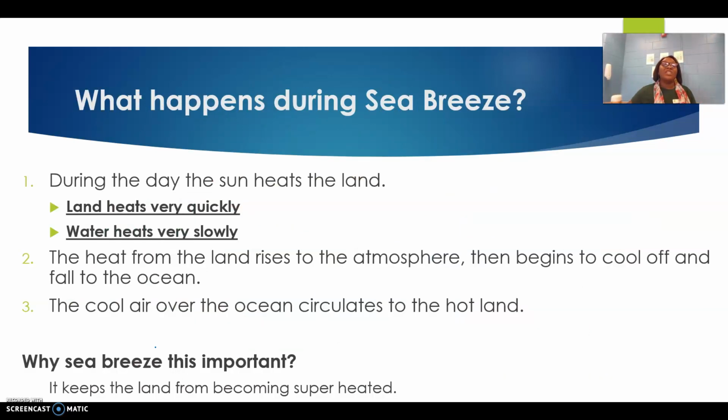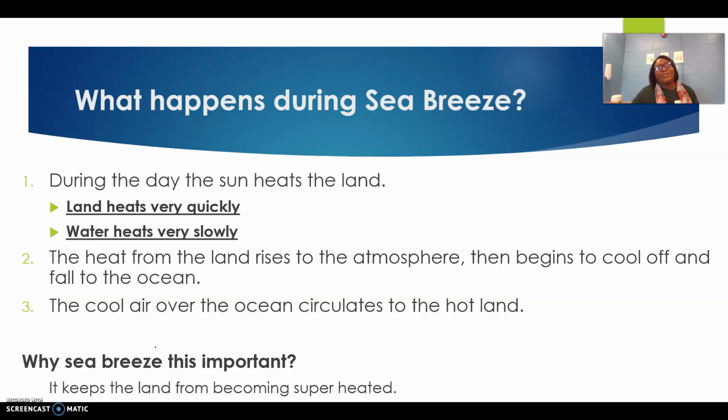So, our next question, and this is basically sea breeze broken down into steps. Please feel free to pause, Miss Neville, if I go too fast. I'm going to go through each of these points, and if you have any questions, save them for tomorrow as I'll be teaching this same lesson live.